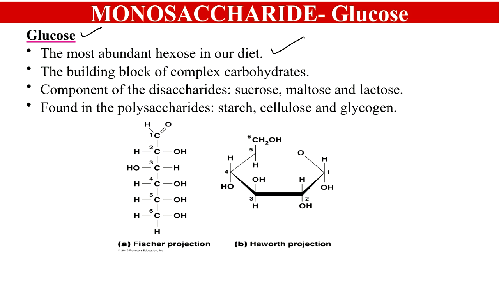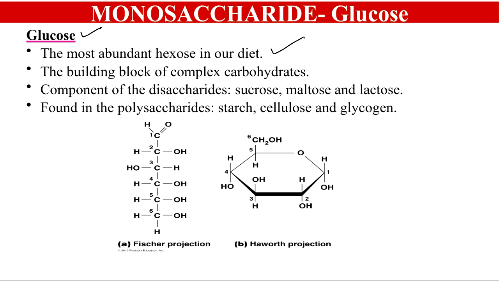We take a lot of carbohydrates through our diet, and out of all those carbohydrates that we consume, glucose is the most important one. Whatever carbohydrate we consume ultimately gets converted into glucose, and that glucose is then metabolized by the cells for obtaining energy by the process of glycolysis.